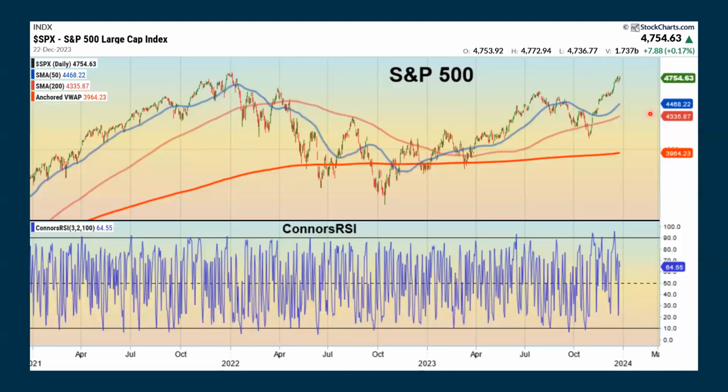And then we use the Connors RSI just like a regular RSI. We look for extreme positive or negative readings.